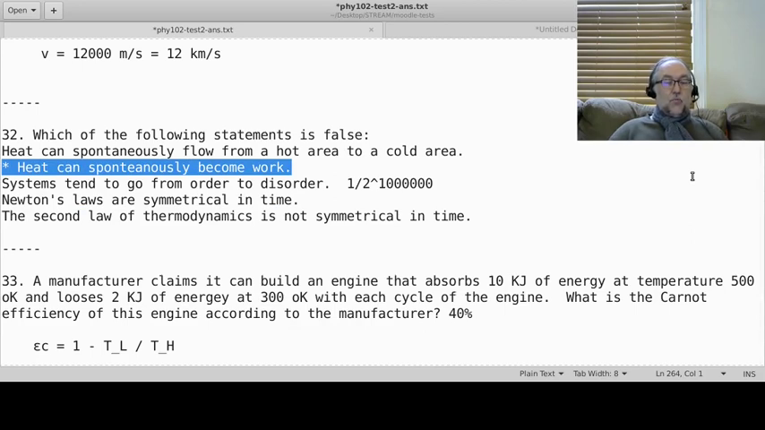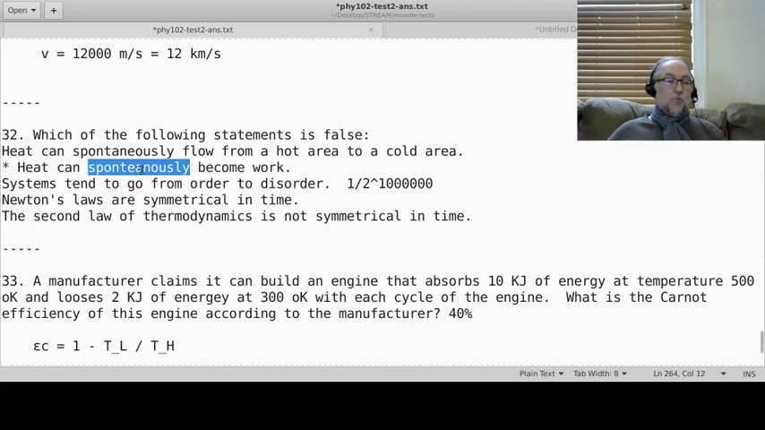Heat can spontaneously become work, and that's correct. That one's false. Okay, so that's the correct answer. It's false, because if that could happen, the room that you're in right now has a lot of heat. Could you imagine that heat suddenly lifting things up? That's what work is, like when you lift something off the ground or off the top of your table. Could you imagine the heat in the room, the heat in the air, lifting things up and moving them around? I mean, be bizarre. So this just does not happen.